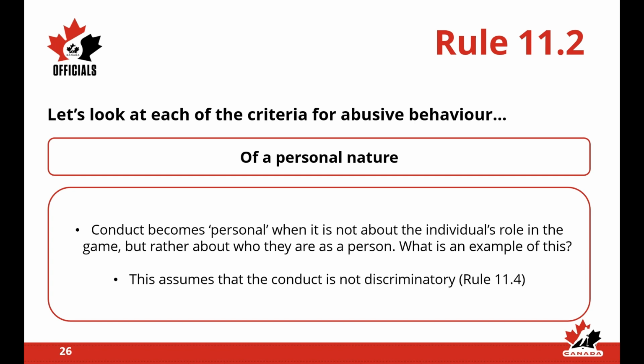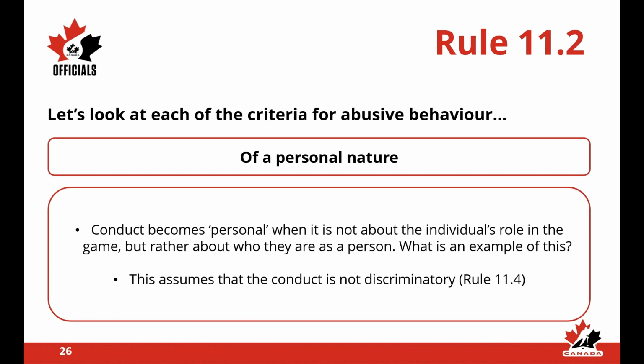Let's look at each of the criteria for abusive behavior again, and then the last one of a personal nature. Conduct becomes personal when it is not about the individual's role in this game, but rather about who they are as a person. So think of some examples of this, and likely it is directed to their life outside of the game, or relationships outside of the game, or living conditions or status outside of the game. That may be why they're directed and personal in nature towards an opponent.